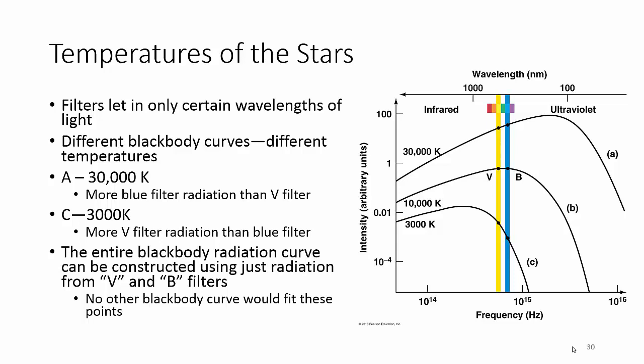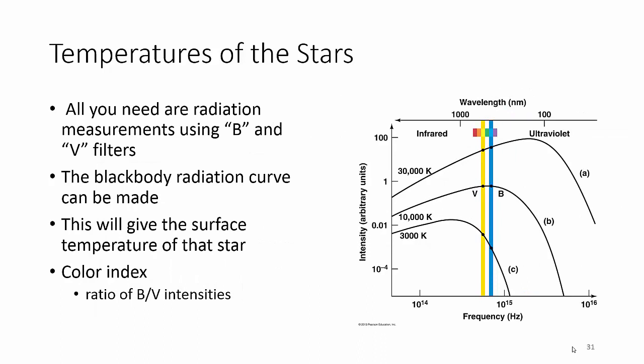It's 30,000 degrees Kelvin. It's more blue. Right? C, on the other hand, is more yellow. You can see it's already going downhill by the time it hits the yellow and the blue. And so C will appear to us as more yellow. So it's going to be cooler. It's actually 3,000 degrees Kelvin. So again, you just need these two filters, the B and the V, and you can make a black body curve, which will give you the temperature of the star.